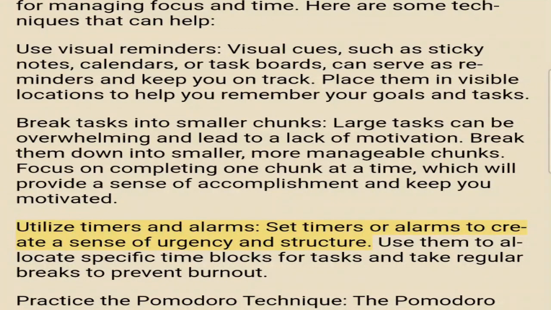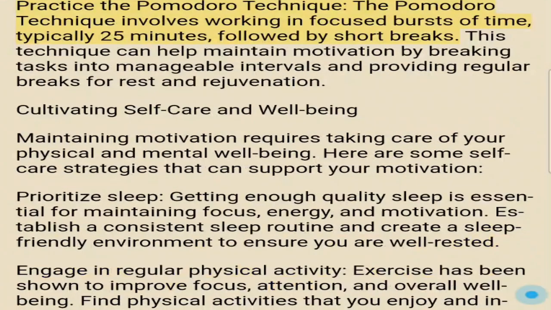Utilize timers and alarms. Set timers or alarms to create a sense of urgency and structure. Use them to allocate specific time blocks for tasks and take regular breaks to prevent burnout. Practice the Pomodoro technique. The Pomodoro technique involves working in focused bursts of time, typically 25 minutes, followed by short breaks. This technique can help maintain motivation by breaking tasks into manageable intervals and providing regular breaks for rest and rejuvenation.